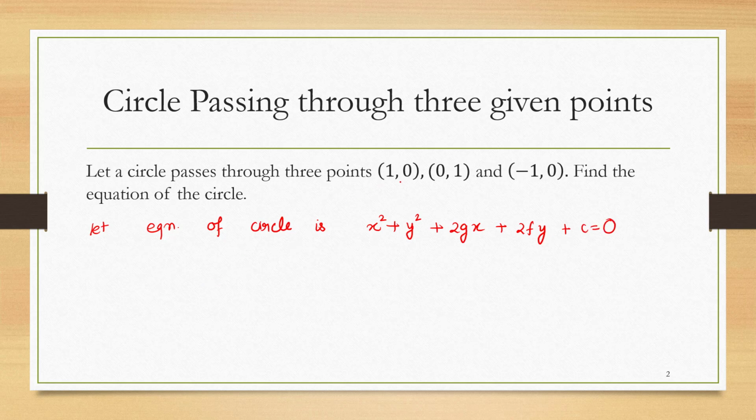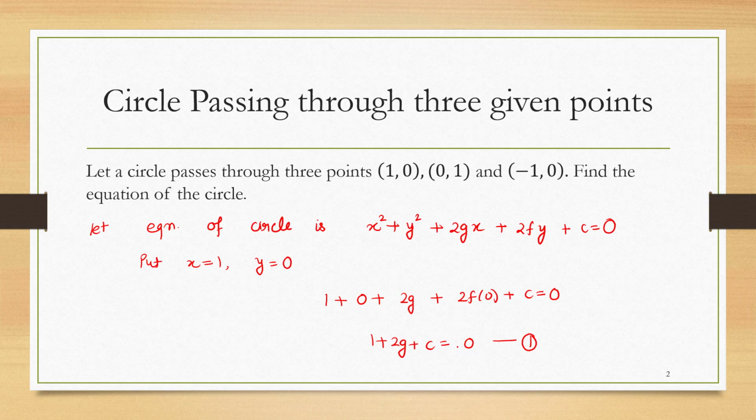Since it passes through (1, 0), put x equal to 1 and y equal to 0. We get 1 + 0 + 2g + 2f into 0 + c = 0, or 1 + 2g + c = 0. Let's give it equation 1.